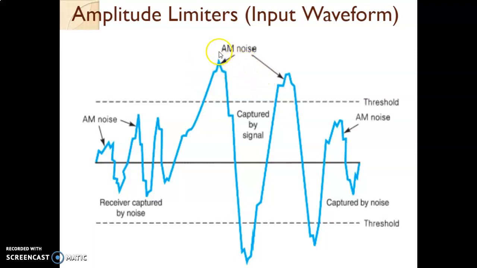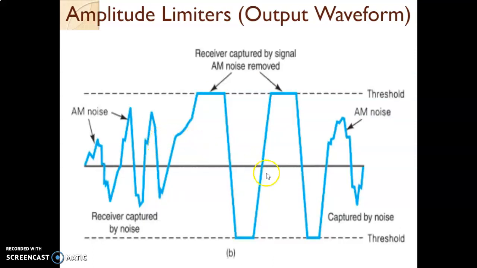So this is the AM noise which is present because of any noise signal. This is the captured signal by the antenna. The amplitude limiter will have some threshold level on both sides, positive and negative. Whatever noise is captured by the antenna will be limited or removed by the amplitude limiter, and the output waveform of the amplitude limiter will look like this. You can see that on both sides, above and below the threshold, the receiver is going to capture the signal by removing the AM noise. So AM noise will be removed, and this is the function of the amplitude limiter.